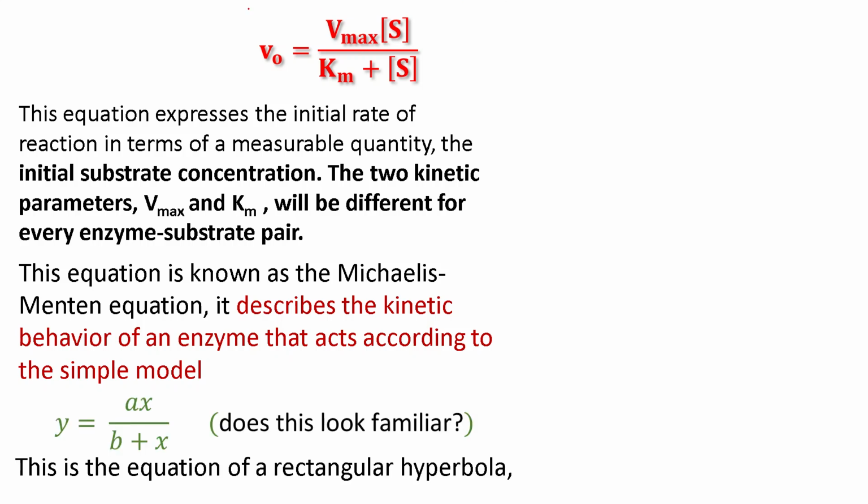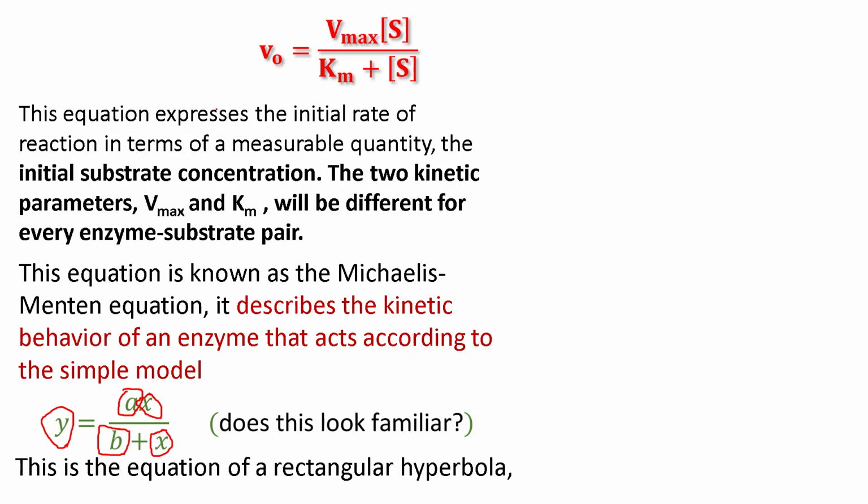Now, when you actually look at the equation, you will find out that it looks exactly like a familiar mathematical equation. Y equals A, where Y is our V0, our A is our Vmax, X is the substrate concentration, and then B is the Kcat. I say that S is the substrate concentration. So now this equation is actually an equation for a rectangular hyperbola.